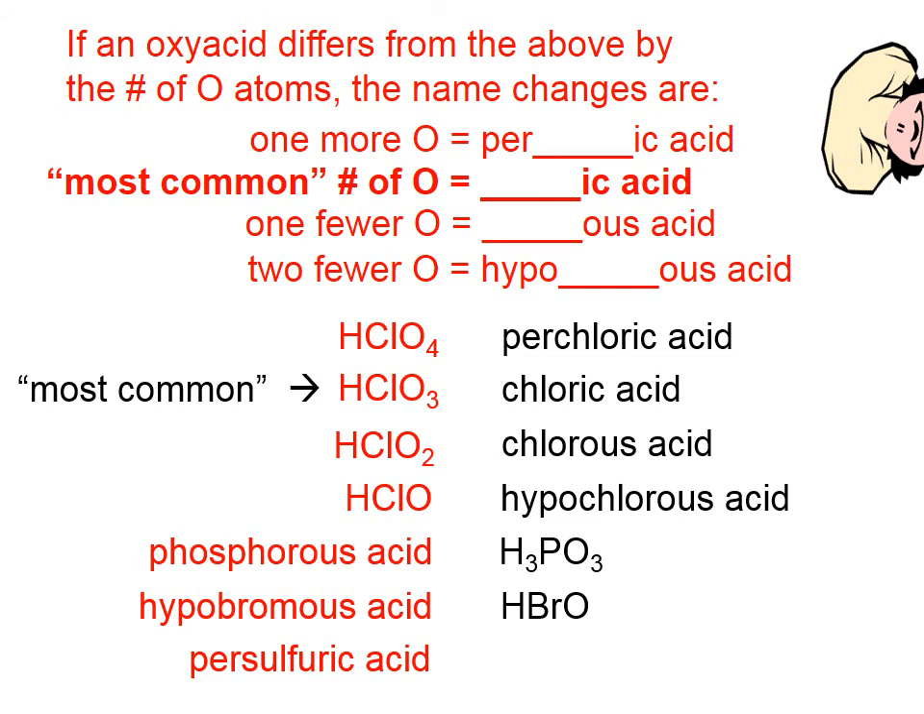And lastly, persulfuric. I don't even know if this acid exists. We're just practicing using the naming rules. Sulfuric acid would have the sulfate ion, so that would be H2SO4. Persulfuric would have one more oxygen, so H2SO5.